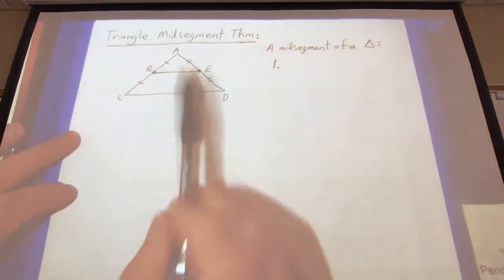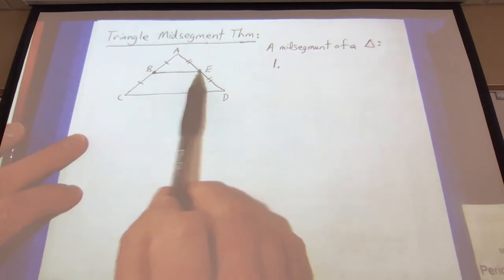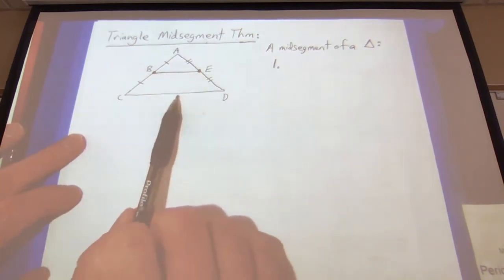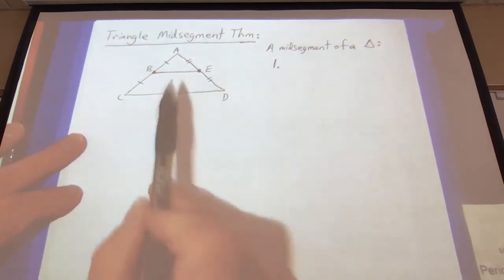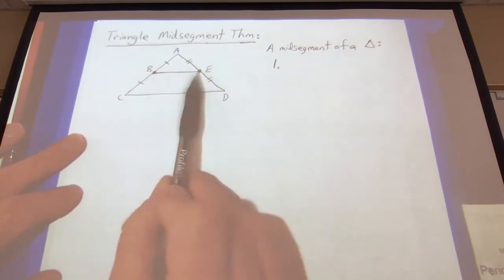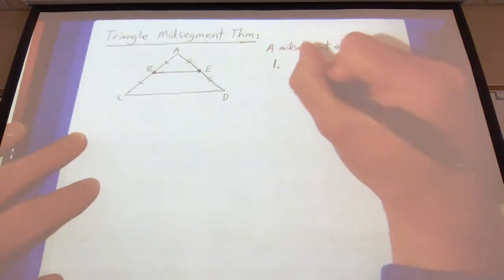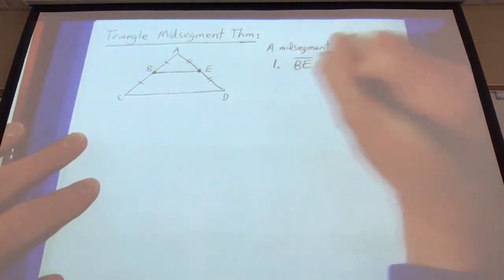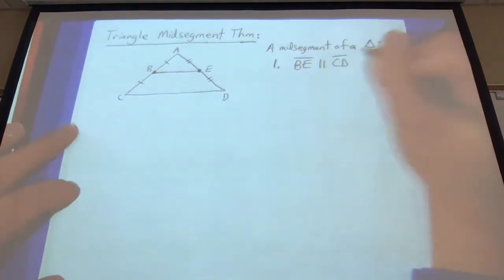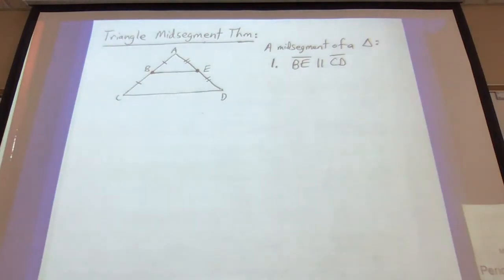First one, if you go back to the GeoGebra yesterday, this segment BE is going to be parallel to the third side of our triangle, CD. So BE connects 2 sides of the triangle. It's going to be parallel to the other side. So here's the first thing here. We're going to get BE is parallel to CD. Anytime you have a mid-segment on a triangle, it's going to be parallel to the third side of the triangle.